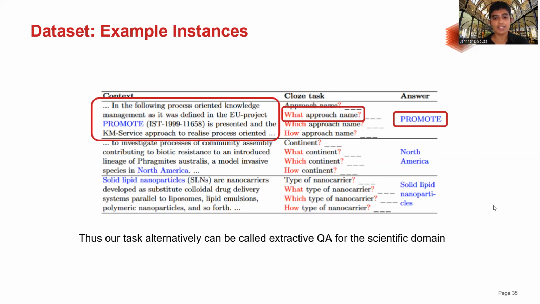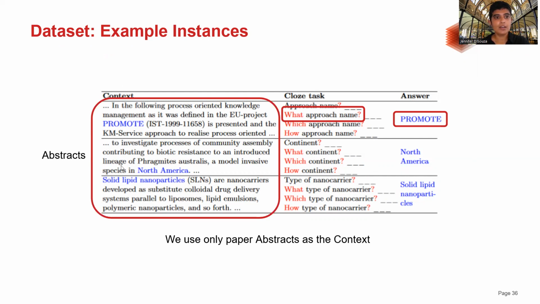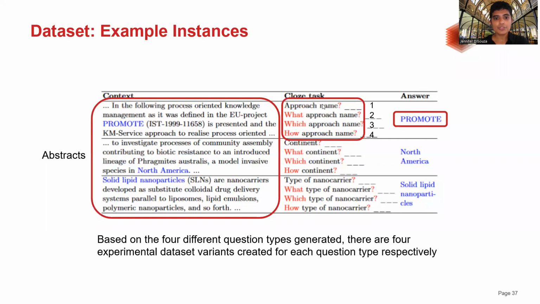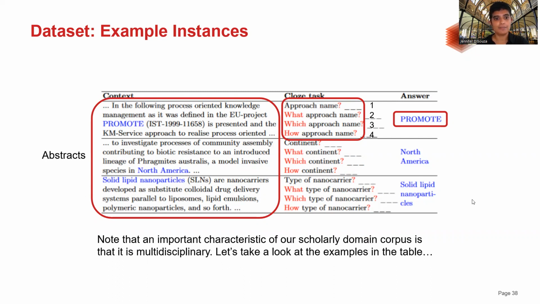Thus, our task alternatively can be called extractive QA for the scientific domain. We only use paper abstracts as the context. And based on the 4 question types generated, there are 4 experimental dataset variants created for each question type, respectively.